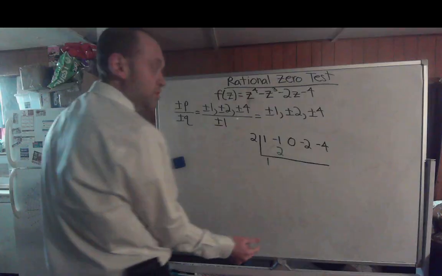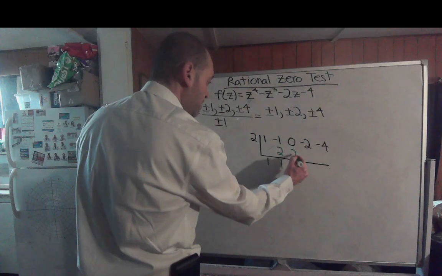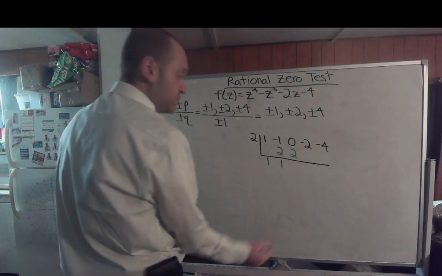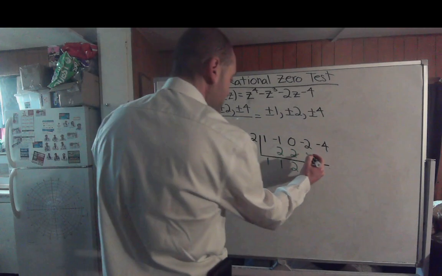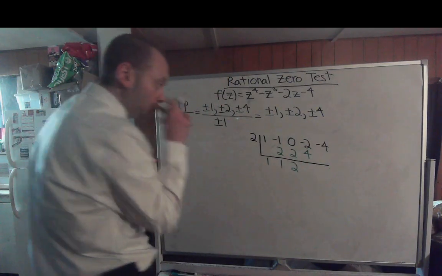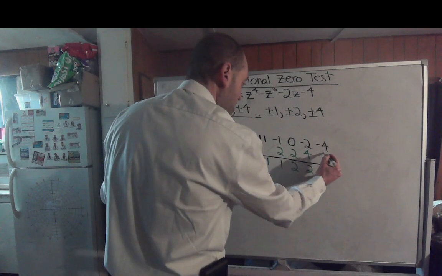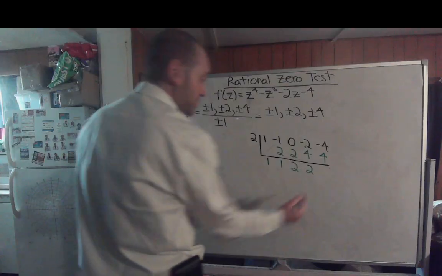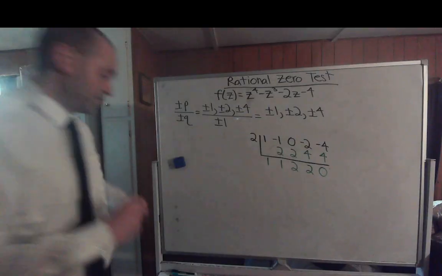-1 plus 2 is +1. 2 times 1 is 2. All right, 0 plus 2 is going to end up being 2. 2 times 2, that's going to be 4. -2 plus 4 is +2. And then 2 times 2 is 4. Well, -4 plus 4 is 0. So it looks like that 2 is the rational zero that fits.